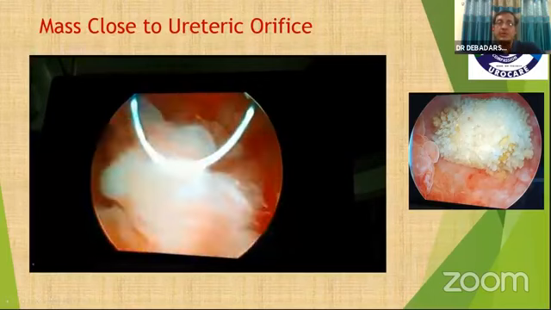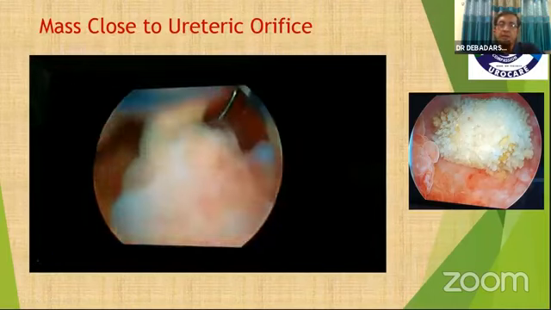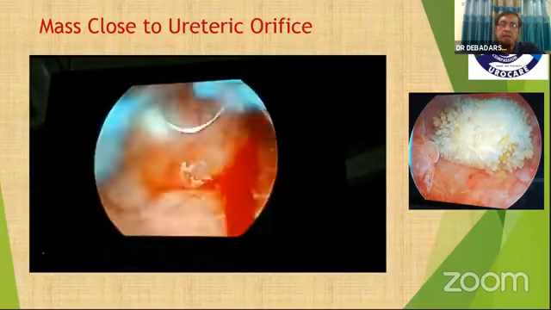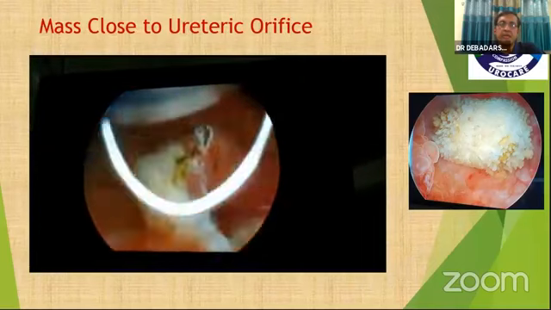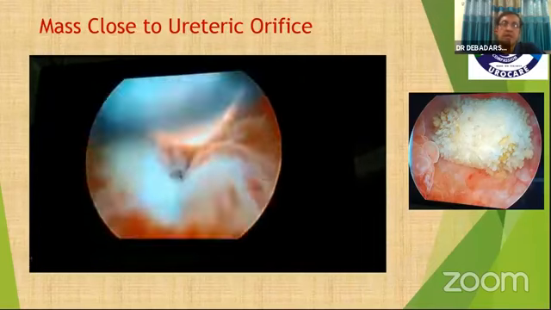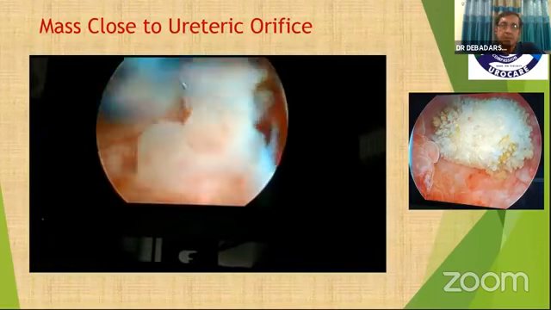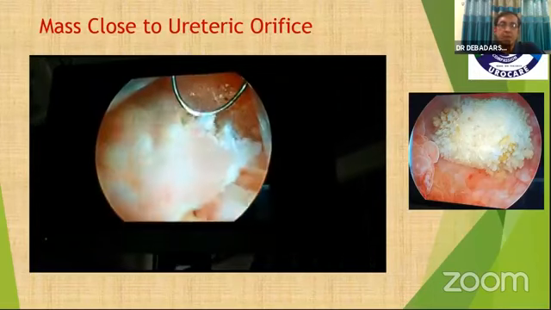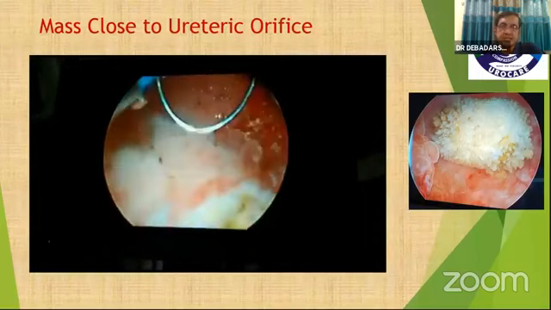This is one more case where the patient had a bladder stone. The patient came with a bladder stone, but when I inspected the bladder, I found a mass around the ureteric orifices. The right ureteric orifice could not be visualized. So that is the reason we went ahead with a resection of the mass. After resecting 2 to 3 slices, we are able to see the nice, very patulous right ureteric orifice.